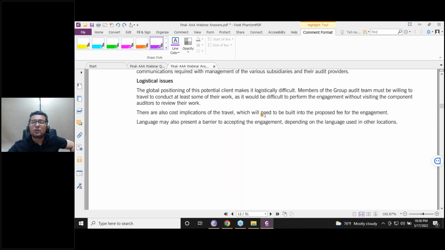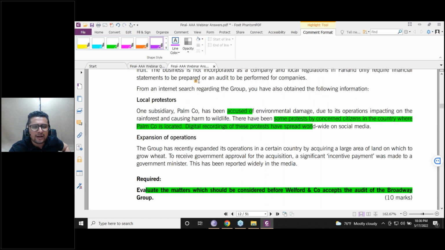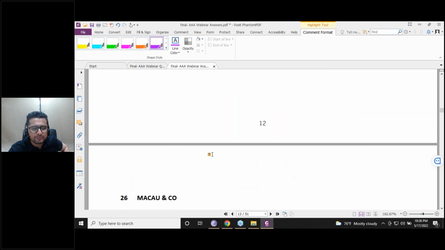It is very difficult to visit different subsidiaries which are foreign subsidiaries. There would be travel implications which would also lead to extra cost, and there could be language barriers as well. So before accepting the client, we need to consider whether we will be able to handle the logistical barriers, the extraordinary cost in traveling, and the language barriers. So you could get another 2 marks out of it.